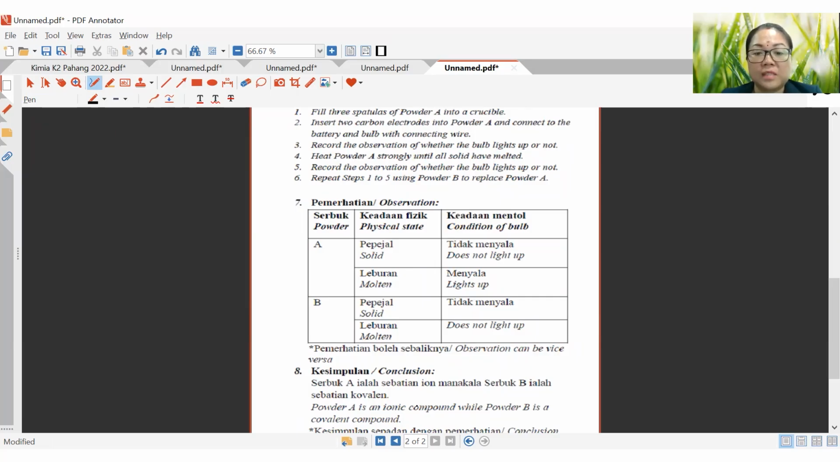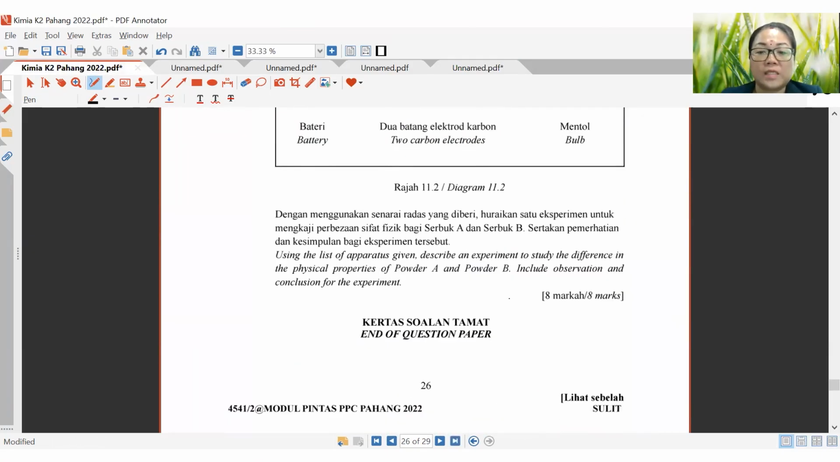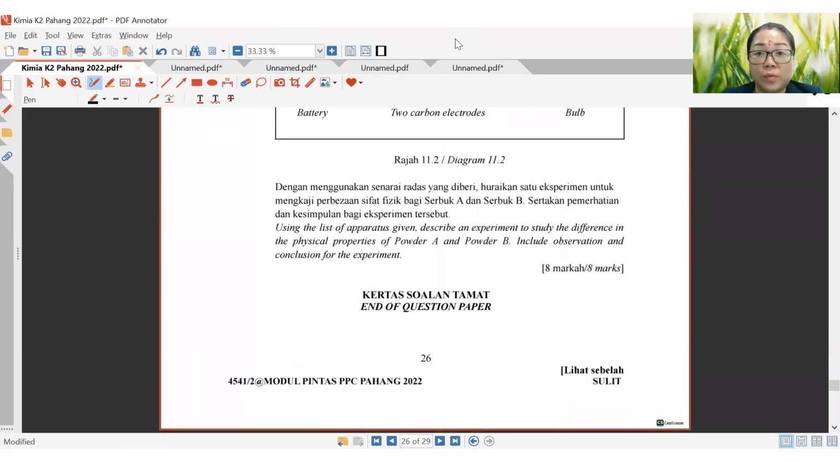Okay, so that's it for this paper from Pahang. I hope what is discussed today is very clear to you. And I hope that you are able to understand whatever has been discussed in the entire paper, from paper 1. Okay, thank you.